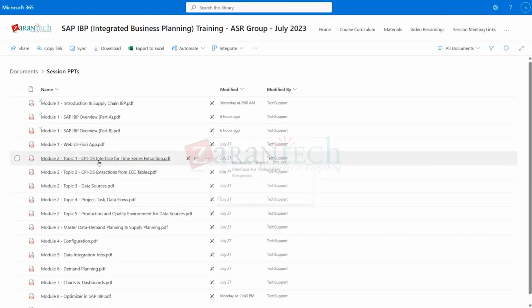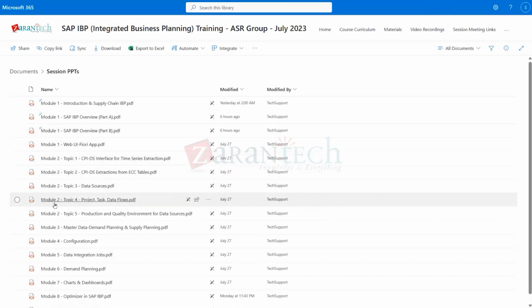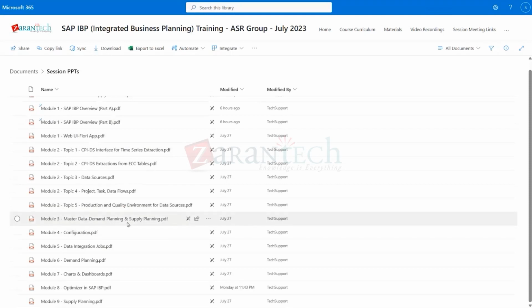Okay, and now we'll be covering the interfaces, that is the CPI DS interface. And in the second module, we have again 5 different topics which will be covered. Then in the third module, we have master data and demand planning. So this is the module, I think, where a maximum number of people from your organization are going to participate. You see, this is only a single slide pack because most of the activities are covered in the prior sections. But we'll have a detailed hands-on on the master data and demand planning scenario.